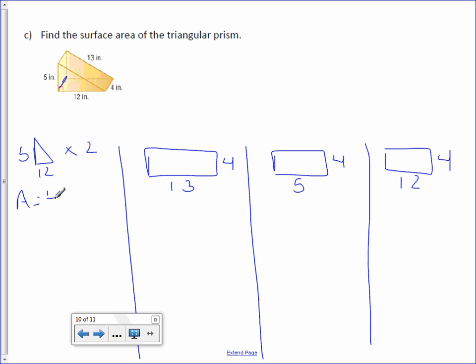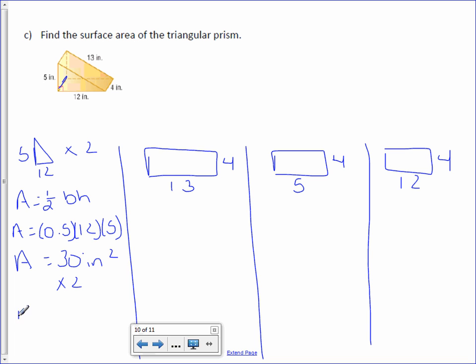Area equals 1/2 base times height. Area equals 0.5 times 12 times 5. Area equals 30 inches squared. But there are two triangles, so let's multiply that by 2. Area equals 60 inches squared.